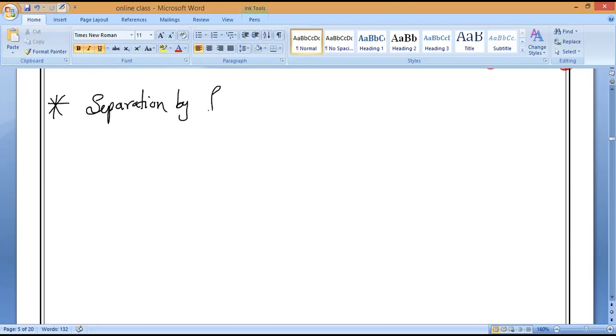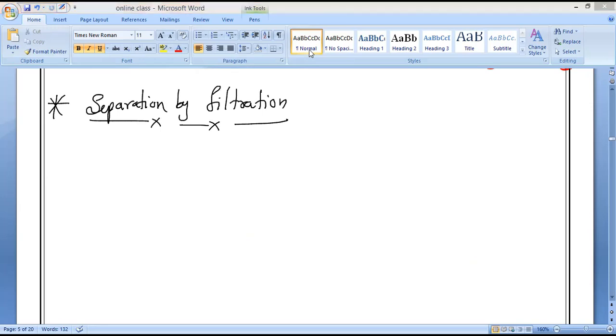Separation by filtration. Now you all have some knowledge of this. Tell me, for separation by filtration, can we use an insoluble solid or a soluble solid? Insoluble. So remember, filtration is used for separating insoluble substances from a liquid. Please remember that and write it.